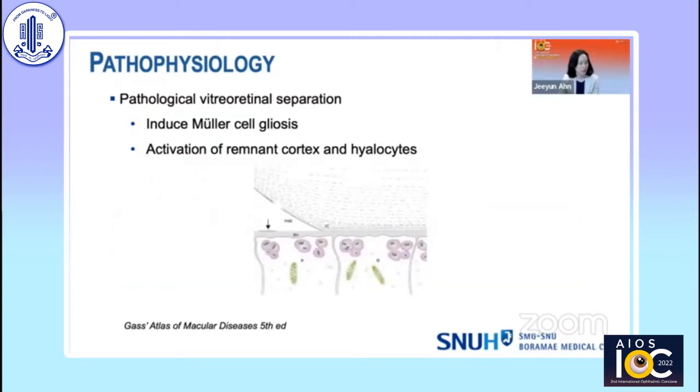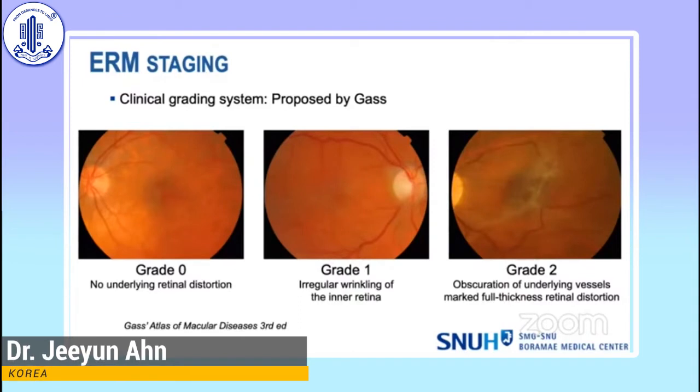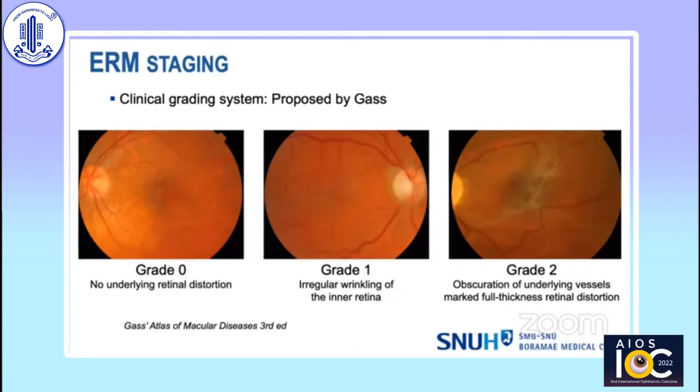On separation of the vitreous, the collagen fibrillae realign to form the posterior hyaloid membrane. Some of the vitreous cortex may remain adherent to the basement membrane and become activated with hyalocytes to form a membrane. A clinical grading system of ERM was proposed by Gass based on color fundus photographs. Grade 0 was no underlying retinal distortion. Grade 1 was irregular wrinkling of the inner retina. And grade 2 was obscuration of underlying retinal vessels with marked full thickness retinal distortion.